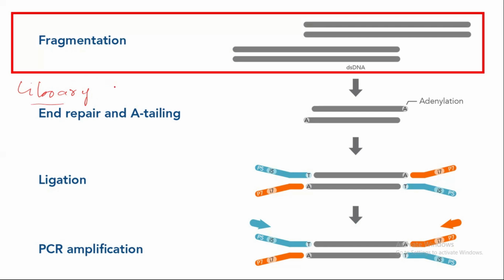In library preparation, when we get our messenger RNA, we convert it into complementary DNA, and then we perform fragmentation. Fragmentation is basically not linear or not uniform. There may be fragments of 50 base pairs, 100 base pairs, or 200 base pairs. There are different fragment lengths and different numbers of fragments, so keep this in mind.